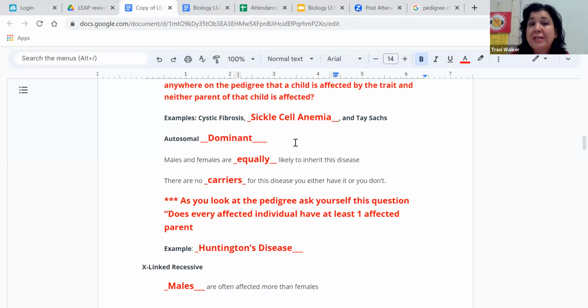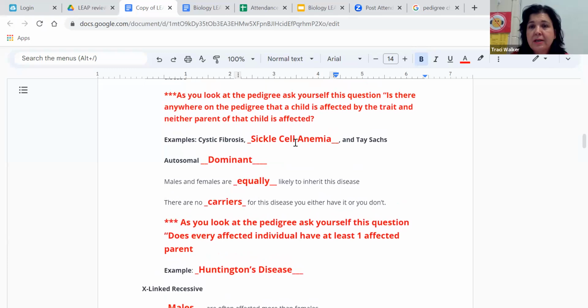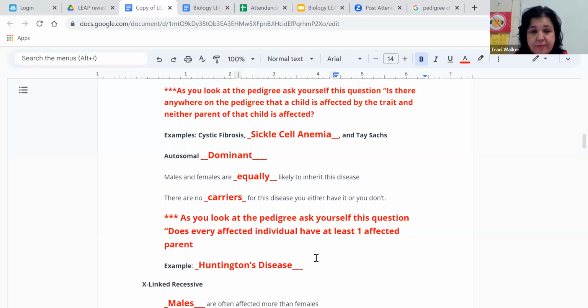So remember, for the recessive, the question is are there any affected children where neither parent has it? If the answer to that is yes, then it's recessive. But if you look at the pedigree and every affected individual has at least one affected parent, then you know it's dominant. And so an example of a dominant gene that causes a disorder is for Huntington's disease.